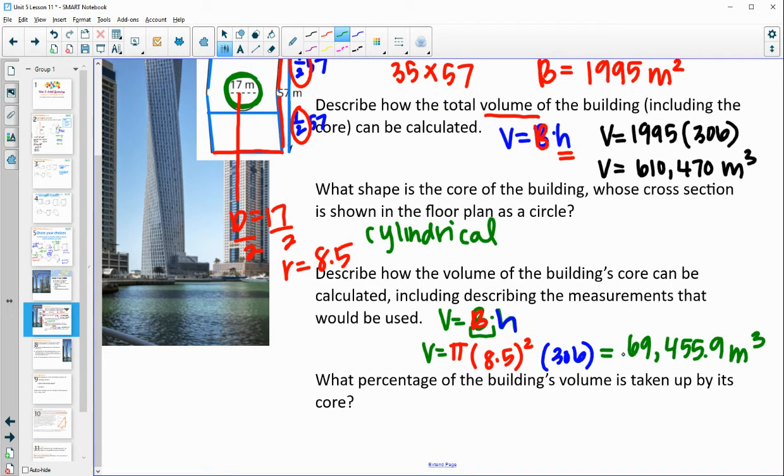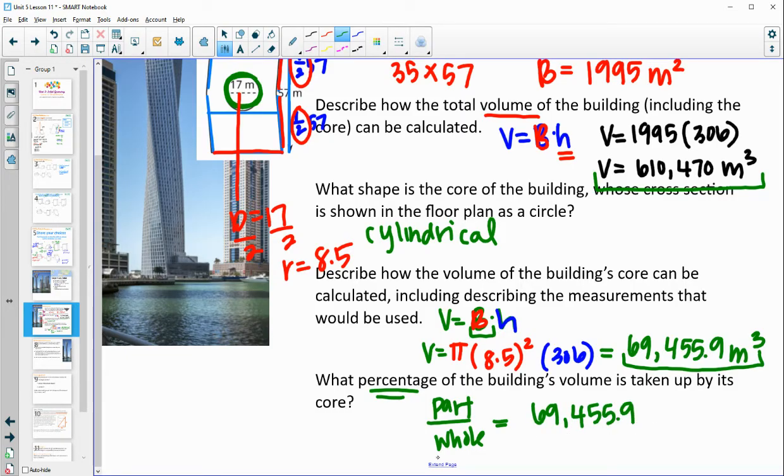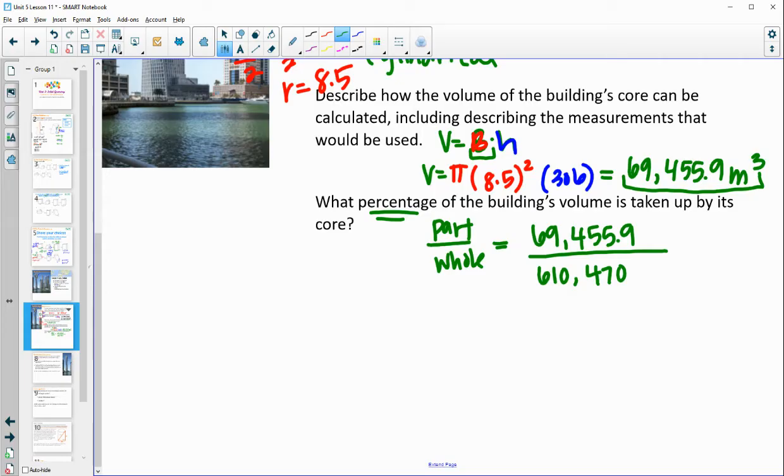So this is the volume of that cylinder. Here's the volume of the whole building. So here's the elevator in the middle. Here's the whole building. So if we're doing percentage, percentage is always part divided by whole. So our part of the volume, the volume of that cylindrical elevator, is 69,455.9 divided by our whole volume, which is 610,470. To calculate that, you just divide.